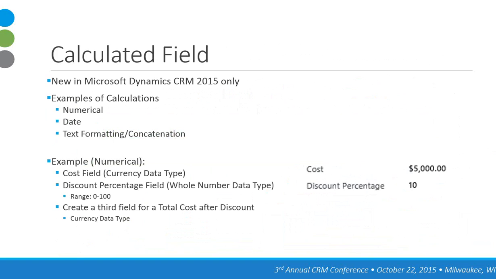We'll have a discount percentage field underneath that, which is in the whole number for convenience use for users. That is a range from 0 to 10. And we want to create that third calculated field that takes that discount that's entered in discount percentage off the cost and calculates it for you automatically.